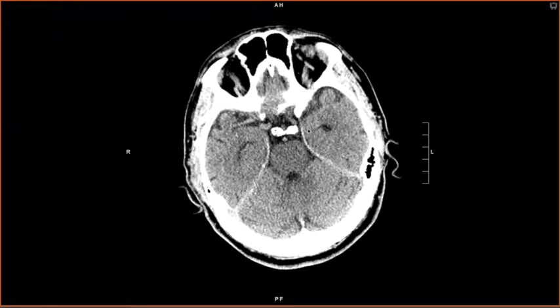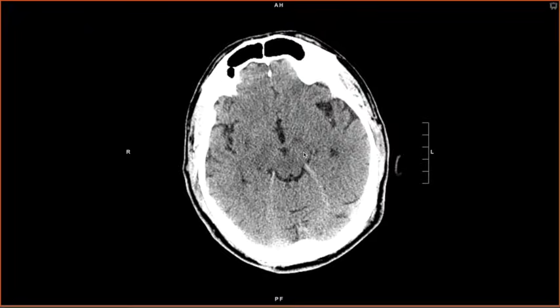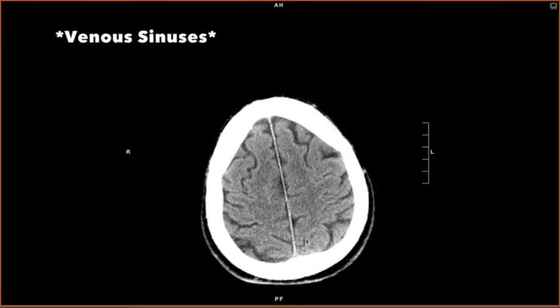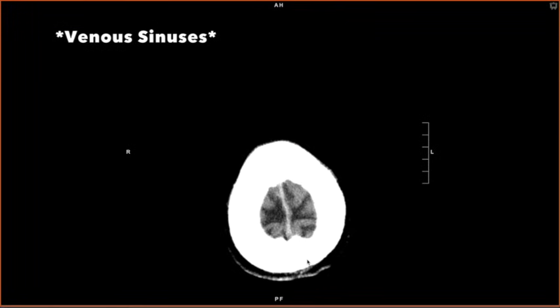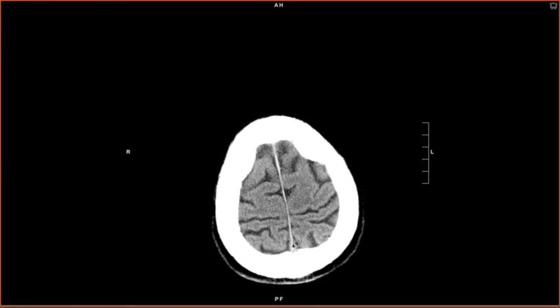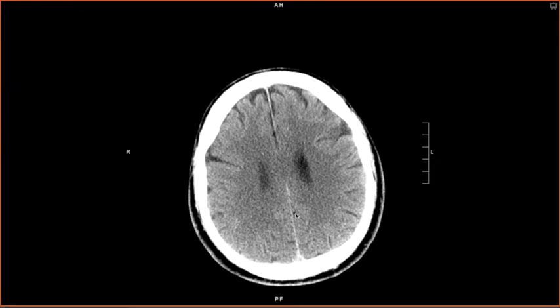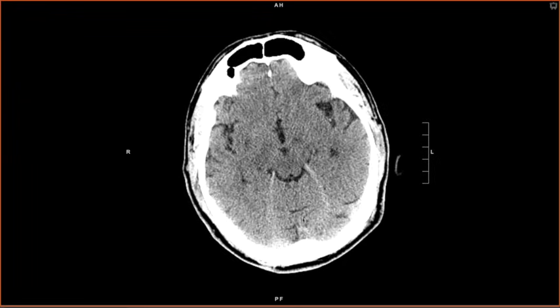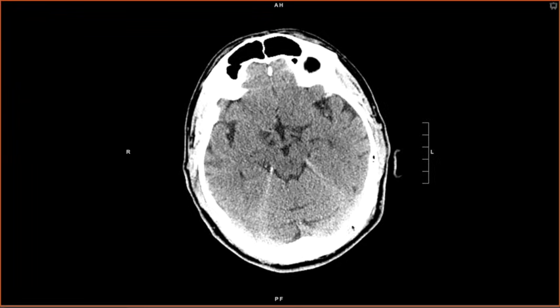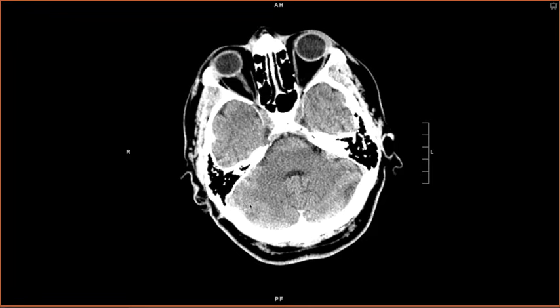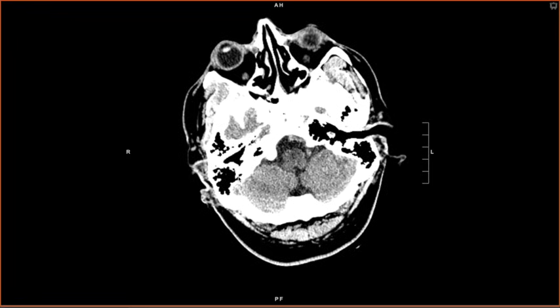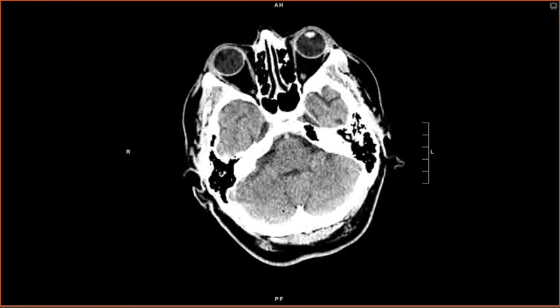So now that we've looked at all the intracranial arterial vessels, we can look at the venous sinuses. Venous thrombosis can cause a venous infarct, so we want to look for hyperdensity in the superior sagittal sinus and the transverse sinuses bilaterally. Follow them down to the sigmoid sinuses and the jugular veins as well.